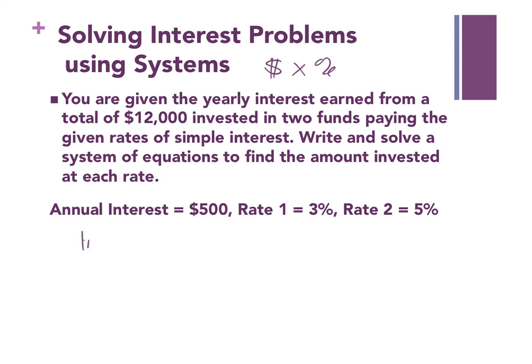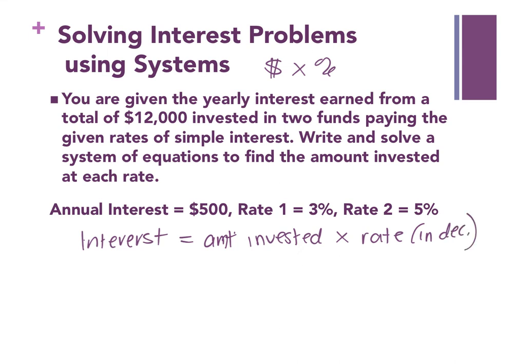So the total interest is going to equal the amount invested times the rate in decimal form. Okay, we can't use percents. From these, we should be able to set up 2 equations, the system.